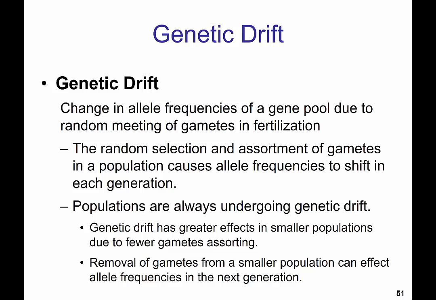Genetic drift is another agent of evolution. Genetic drift is a change in allele frequencies of a gene pool due to random meeting of gametes and fertilization. The random selection and assortment of gametes in a population causes allele frequencies to shift in each generation. Populations are always undergoing genetic drift. Genetic drift has greater effects in smaller populations due to fewer gametes assorting. The removal of gametes from a smaller population can affect allele frequencies in the next generation.